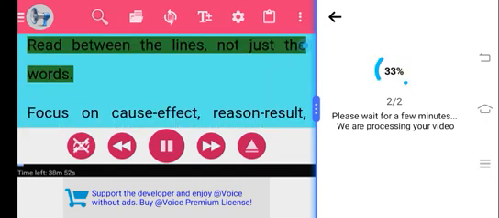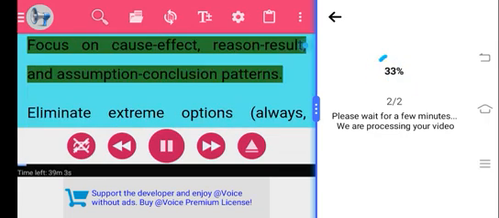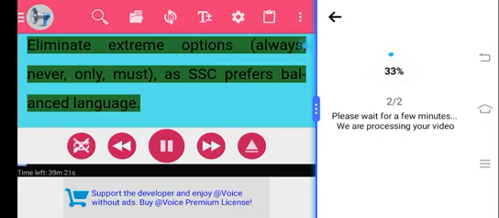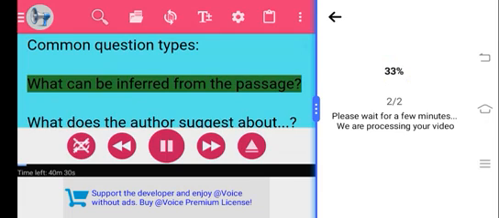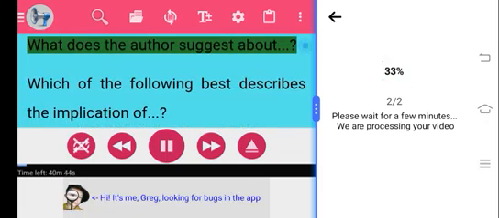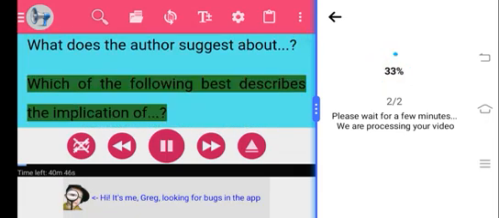To solve: read between the lines, not just the words. Focus on cause-effect, reason-result, and assumption-conclusion patterns. Eliminate extreme options like always, never, only, must, as SSC prefers balanced language. Common question types: What can be inferred from the passage? What does the author suggest about? Which of the following best describes the implication of?